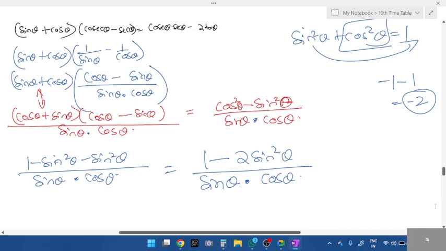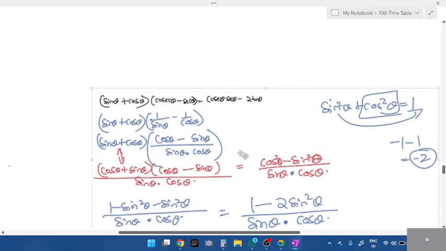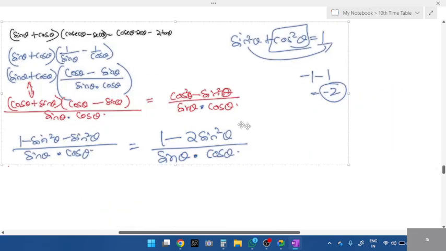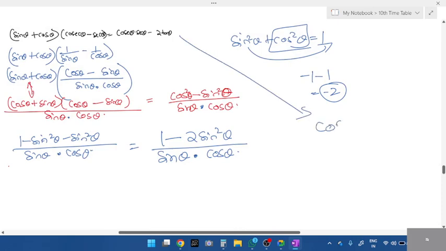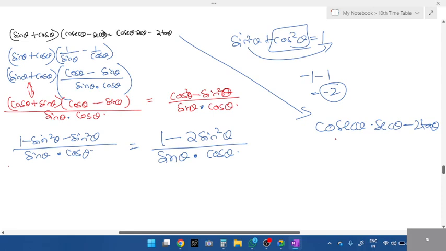Okay, now think and answer. Multiplication is given. In the numerator, we have two values. What can we do? See, what is the right hand side given? What is the right hand side, students? Cosec theta into minus 2 tan theta. Just tell me, how do we get cosec theta and sec theta? Which concept will give that? 1 by cos.